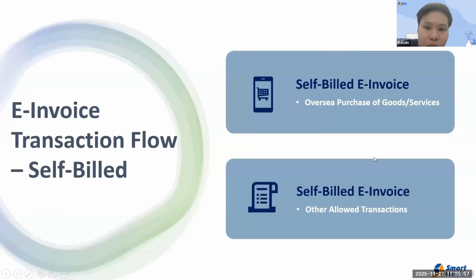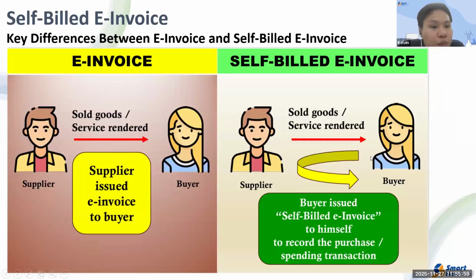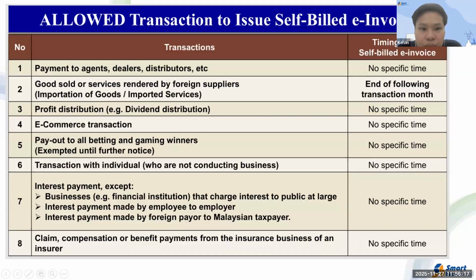So this one, just now I already covered the self-bill. So what is self-bill? Self-bill is for two scenarios: where the supplier is overseas, and also where suppliers are not using e-invoice yet. This one I covered just now. So here is the basic information to issue the self-bill. I believe later we'll send the slides to you, you may read.